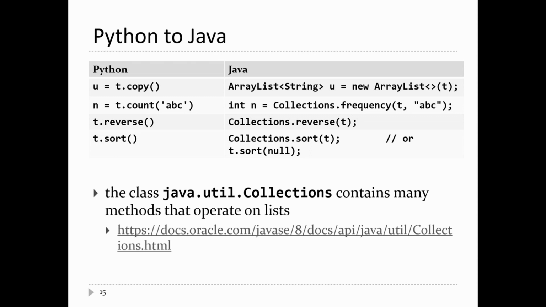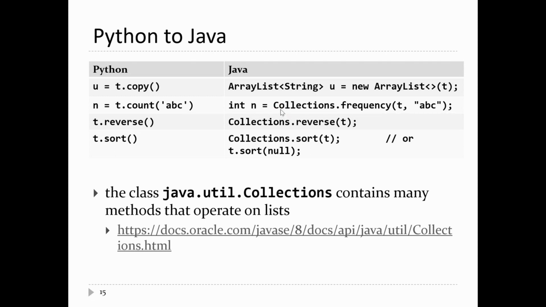Oh, there are a few things here. Python lists do different things than Java lists. One of the things you can do with a Python list is ask it to count the number of occurrences of an object. So t.count('abc') counts the number of strings equal to 'abc' in the list t in Python. Java lists don't have that ability built in. Instead, you have to use a different class.